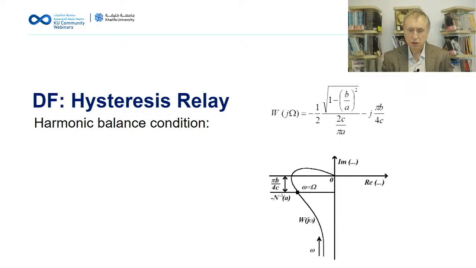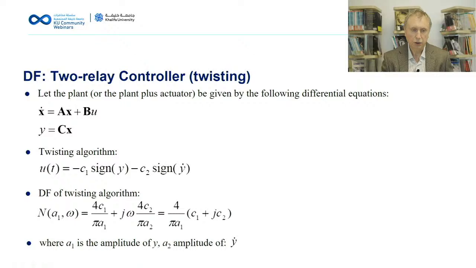reciprocal of the describing function is just a straight line parallel to the horizontal straight line, which is located below the real axis at the distance of pi b over 4c. And all the systems that we considered above would have a point of intersection with this line, and as a result the system would exhibit chattering. So this is also what we need to know.